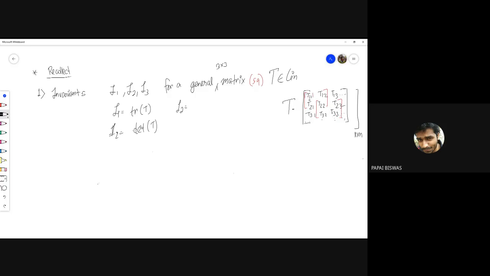T11 plus T22 plus T33. So I1 is the simplest, T11 plus T22 plus T33. And I2 is also very simple. You need to just give me the determinant. Can you tell me the expression?